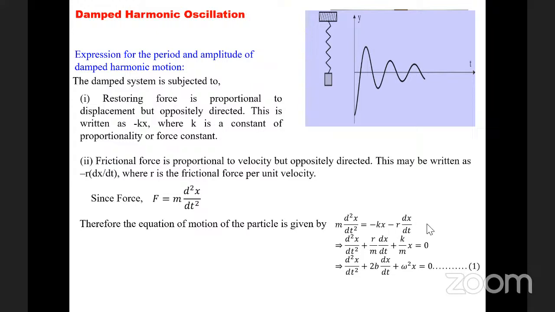So simply you can write it by taking this to the left-hand side: m d square x by dt square plus r dx by dt plus kx equals 0. Or else, dividing by m, d square x by dt square plus r by m into dx by dt plus k by m into x equals 0. So d square x by dt square plus, you can consider r by m as 2b, into dx by dt. You know pretty well what k by m is, omega square. Is it okay up to equation 1? Yes, sir.